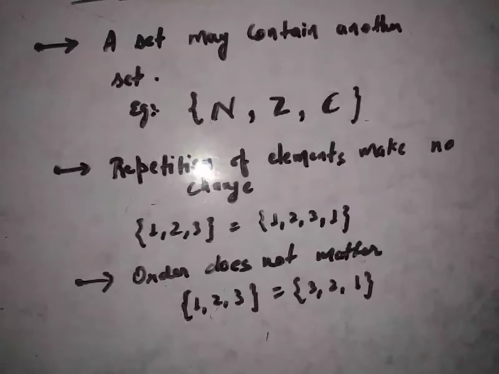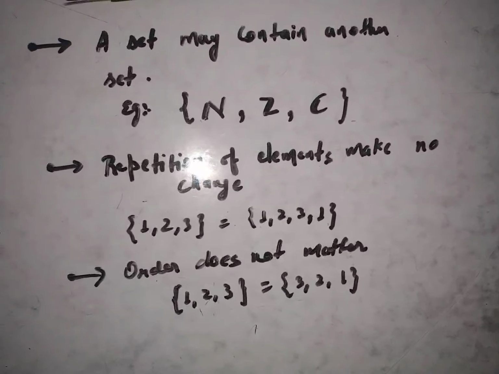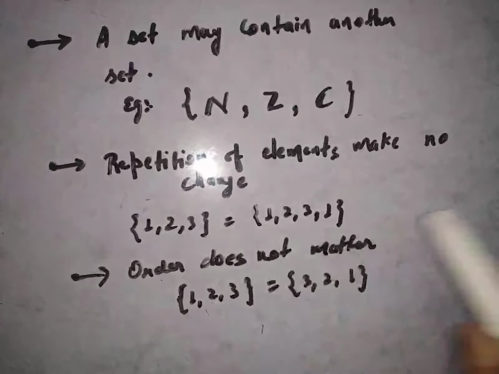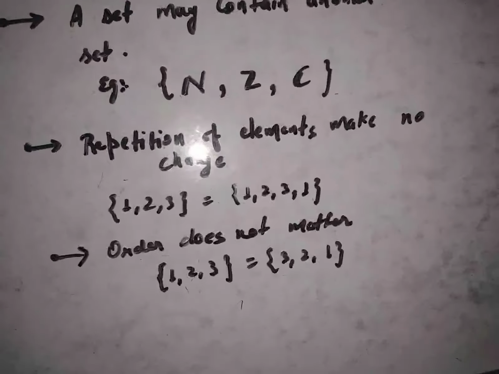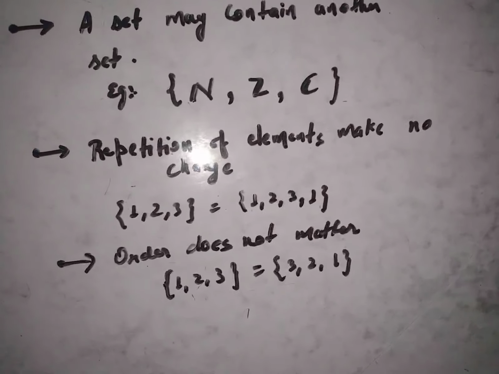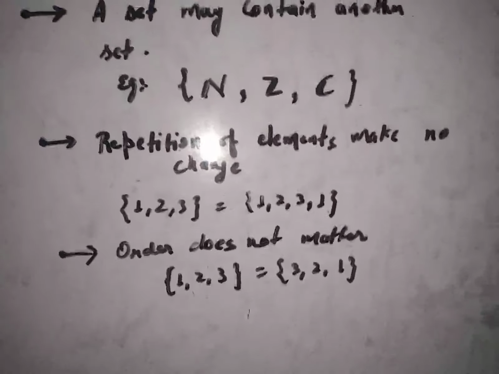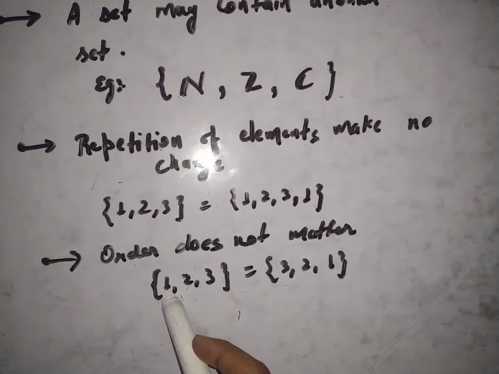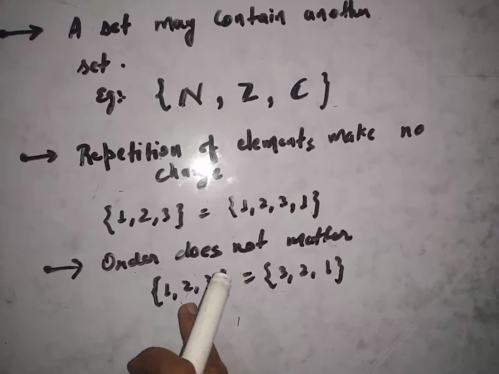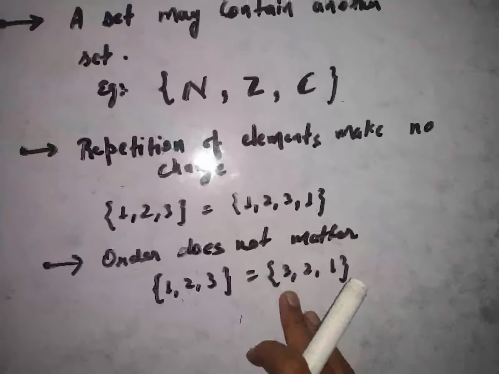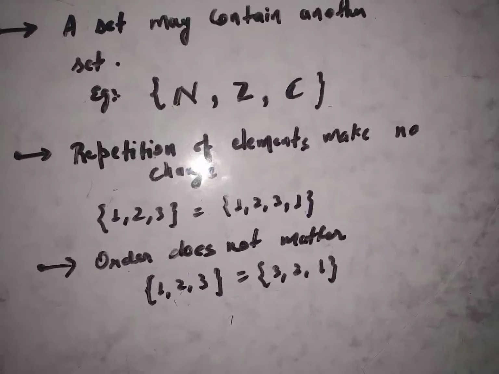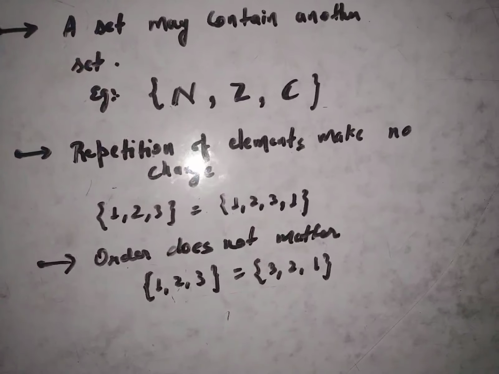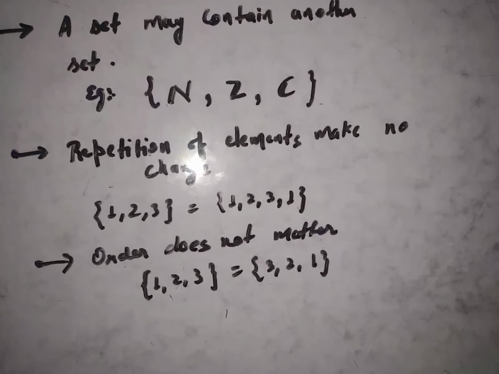So these two are the same sets because one is repeated here, so it makes no difference at all, because the definition of a set validates the possibility for these sets to be equal. The definition of a set was an unordered collection of well-defined objects. And the third is that order does not matter. So in a set, whether the elements are in the order 1 2 3 or in the order 3 2 1, it does not matter. Both sets are equal, because again the definition itself validates the existence of these two equal sets.